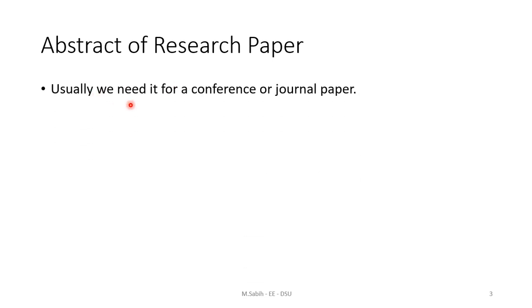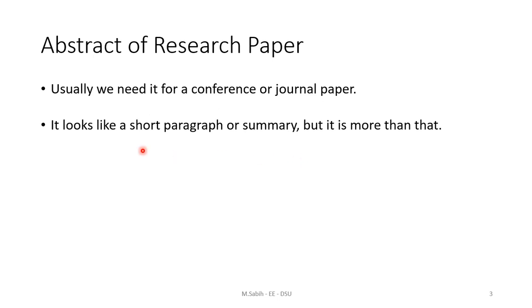So usually what we need is we need it for a conference or journal paper commonly. लेकिन ये और भी reports और technical reports और research reports वगैरह के लिए भी ज़रूरत होती है. But today we are talking about specifically कि research papers और conference papers के लिए abstract कैसे लिखे जाते हैं. And it looks like a short paragraph और summary, but it is more than that.